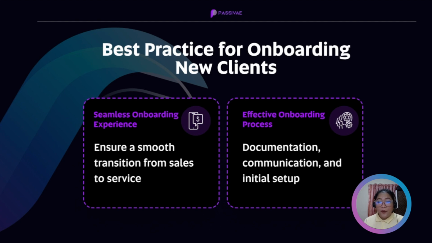Key elements of an effective onboarding process. Number 1, documentation. An example here could be an onboarding checklist that outlines all the required documents and steps. This might include a clear contract detailing the scope of work and any other essential terms. Number 2, communication. Regular updates are crucial. For instance, sending weekly update emails and scheduling bi-weekly check-in calls can help keep the client informed and engaged.